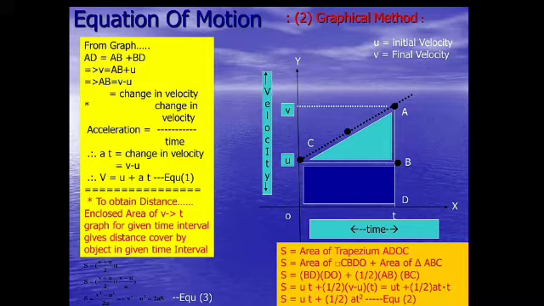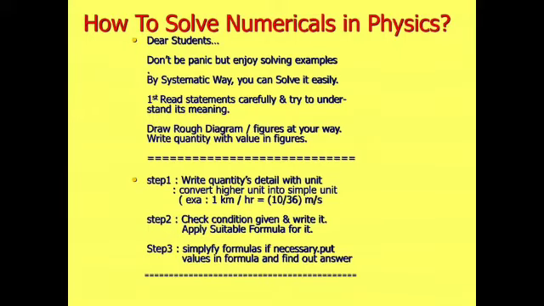For the third equation, we take the average speed. So s is given by v plus u upon 2 into t, and t is equal to v minus u upon a. So s is equal to v plus u upon 2 into v minus u upon a. Hence s is equal to v square minus u square upon 2a. This implies 2as is equal to v square minus u square. So we can write v square equal to u square plus 2as. This is the graphical method.